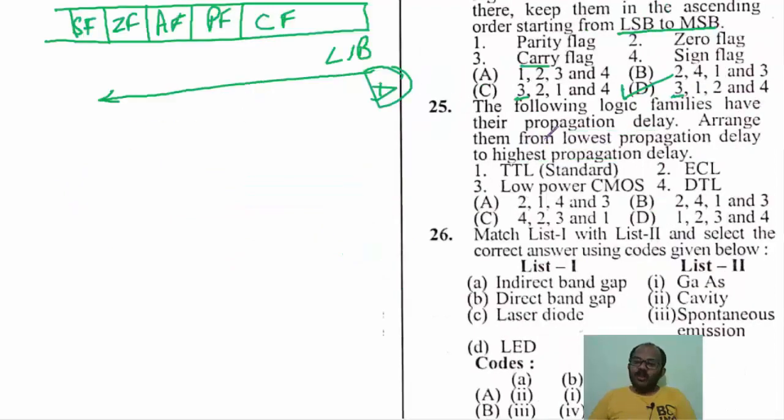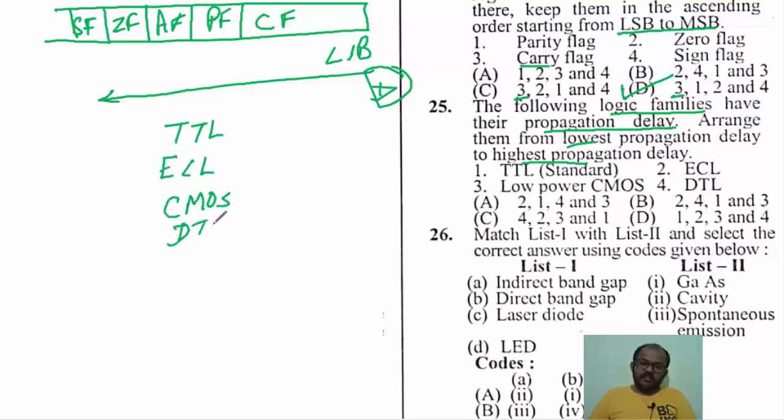25th question, what they have given is, for given logic families, you have to arrange the propagation delay in increasing order, nothing but lowest to highest you have to write. So we will be having TTL logic family, ECL logic family, low power CMOS and DTL logic. We know that ECL is the fastest logic. The logic which will be working at a faster rate, their delay will be very much less. Nothing but first we should get ECL.